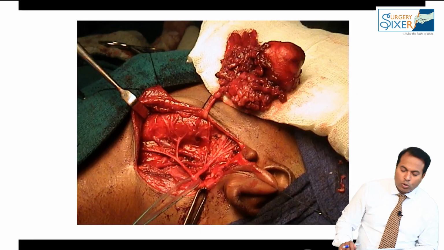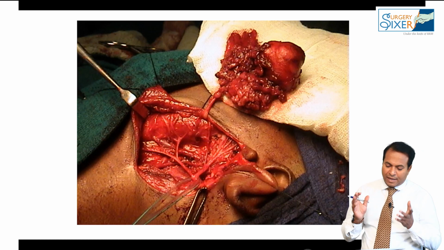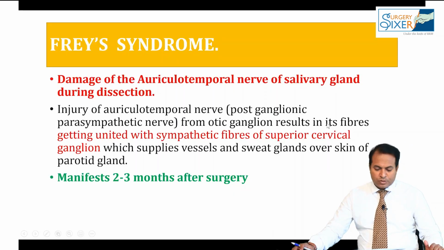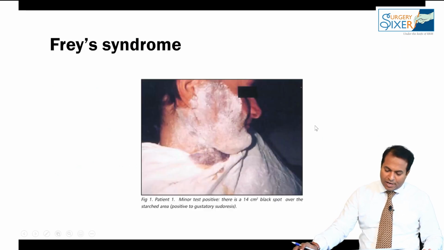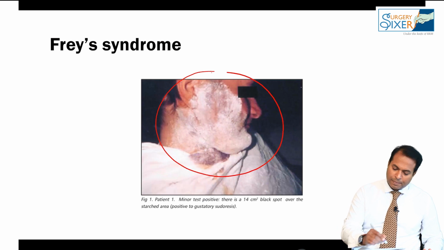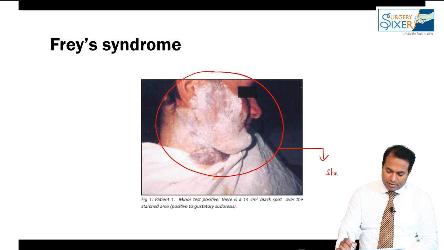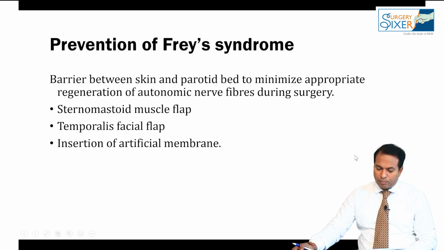From a patient for whom total conservative parotidectomy was done, you can see how nicely the dissection has been done and the entire branches are very clearly preserved. So Frey syndrome, please don't forget, the investigation of choice is the starch iodine test. Starch iodine test is the investigation of choice for Frey syndrome.